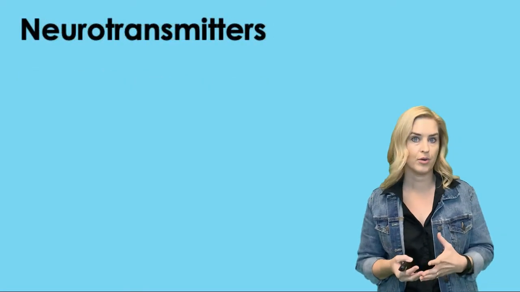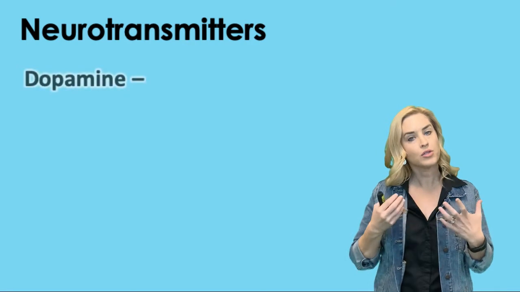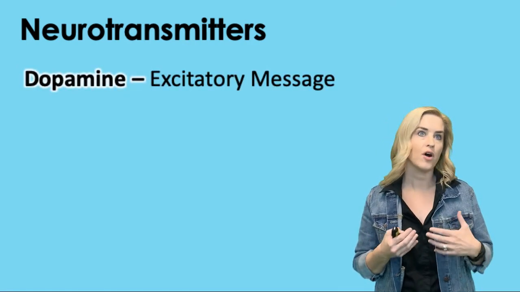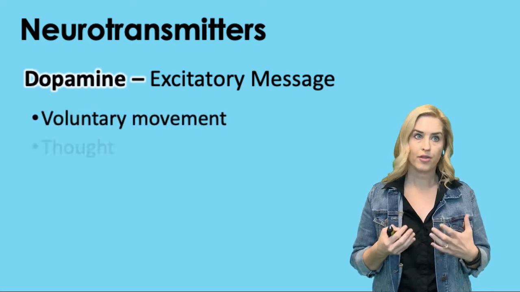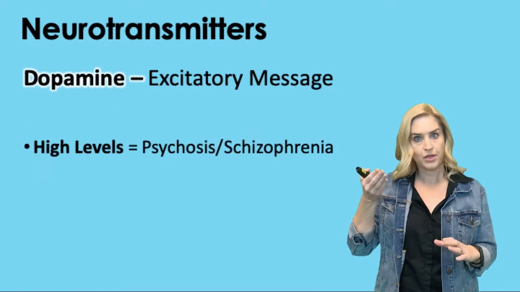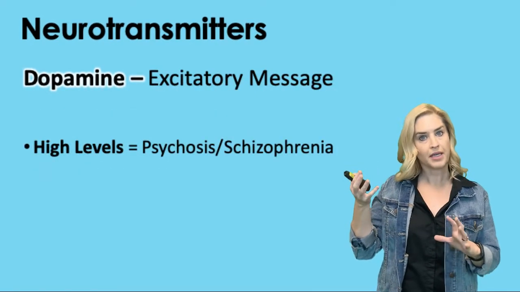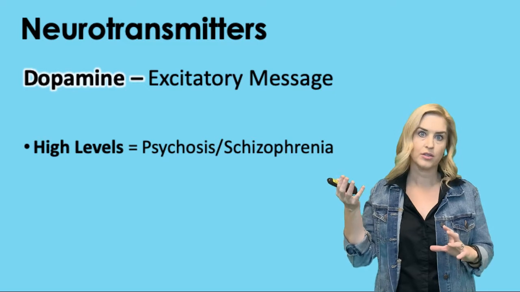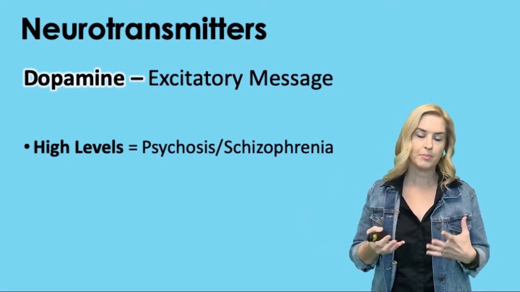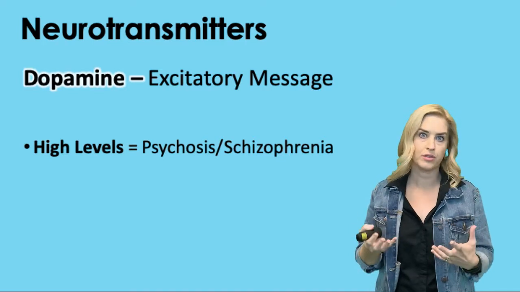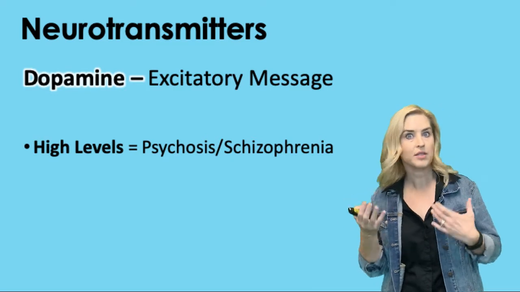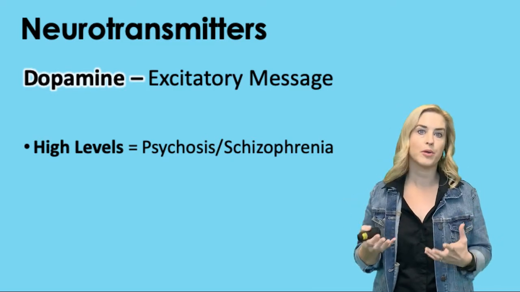The next neurotransmitter we're going to look at is dopamine. Again, dopamine sends an excitatory message to the brain. Dopamine is involved with our voluntary movements, our thoughts, and our emotional state. When we have high levels of dopamine in our system, this can lead to hallucinations and delusions, psychosis that we might see in schizophrenia. So many people who are experiencing hallucinations and delusions have high levels of dopamine in their system, and this is one of the reasons that they are experiencing this.